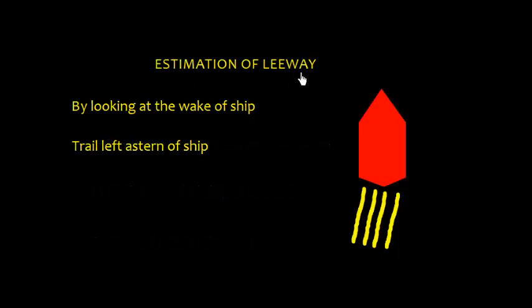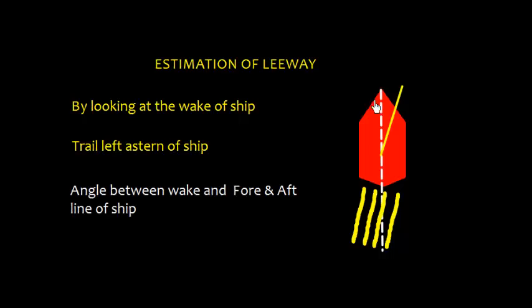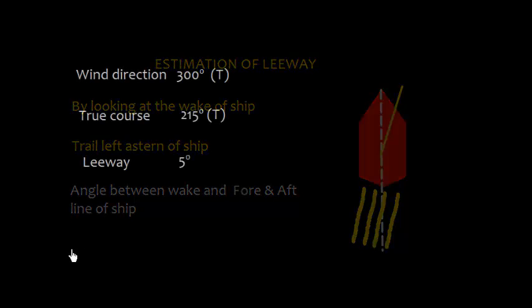Now let's find out some method to estimate leeway. Well, we can estimate the leeway by looking at the wake of ship. And what is wake of ship? It is a trail left astern of the ship. Suppose this is the vessel, and astern of the ship there is a trail on water. So this is called wake. This is a fore and aft line, and this trail will make some angle. This angle is leeway.